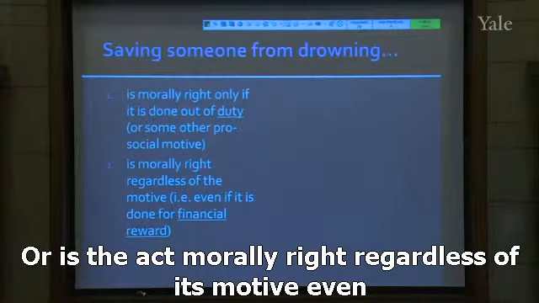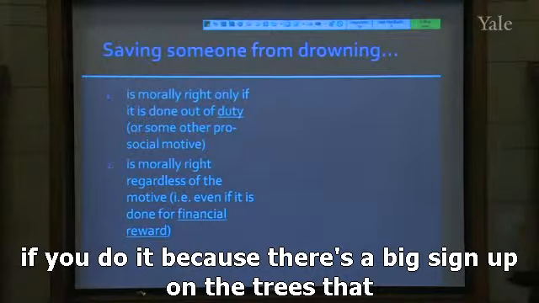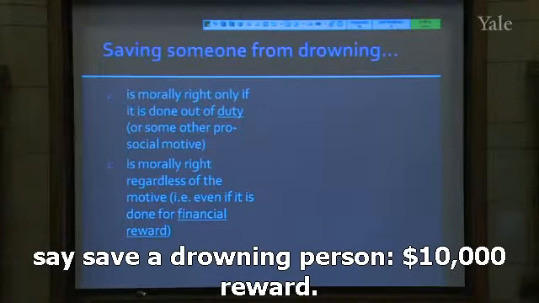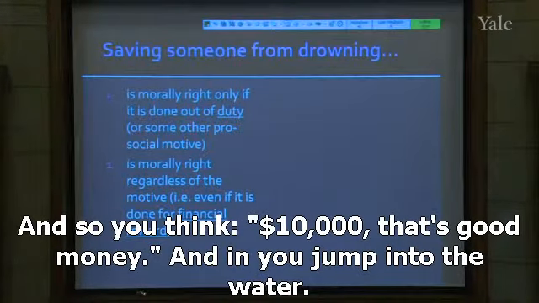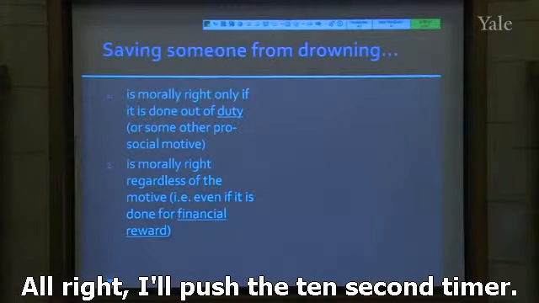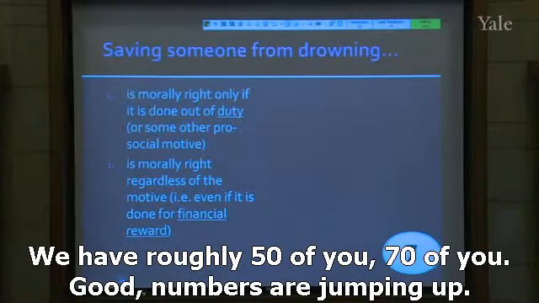Or is the act morally right regardless of its motive, even if you do it because there's a big sign up on the trees that says, save a drowning person, $10,000 reward. And so you think, 10,000 bucks, that's good money. And in you jump into the water. All right, I'll push the 10-second timer. We have roughly 50 of you, 70 of you. Good, numbers are jumping up.